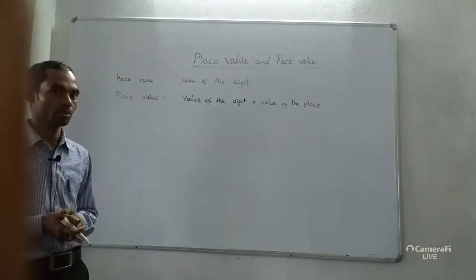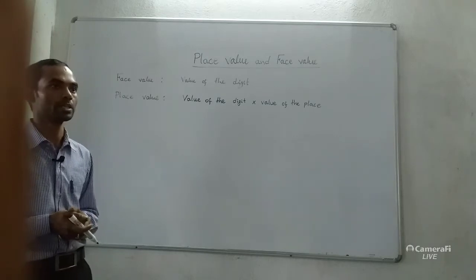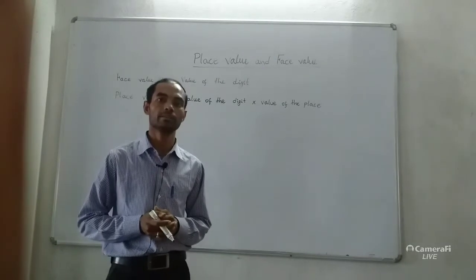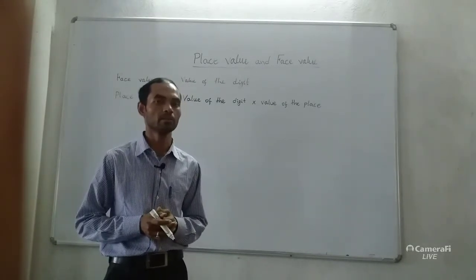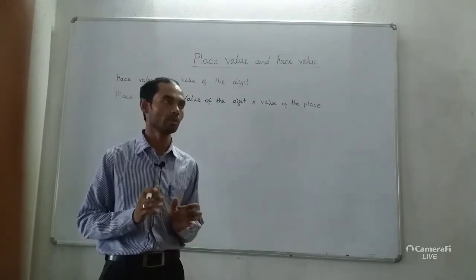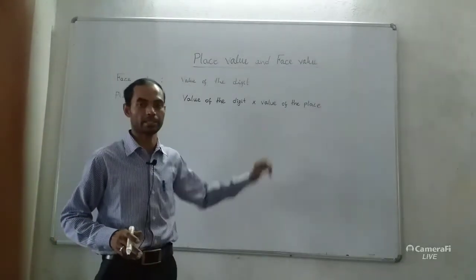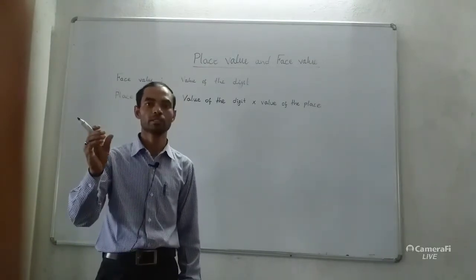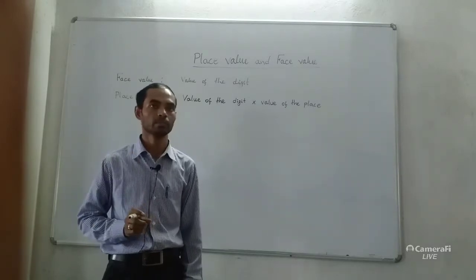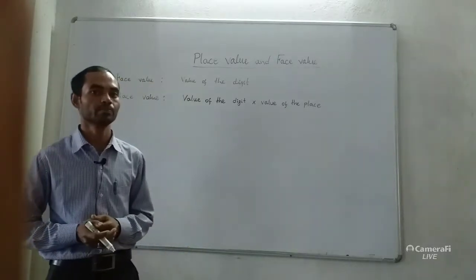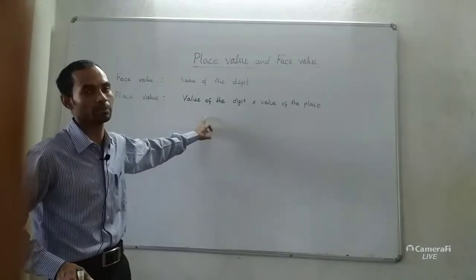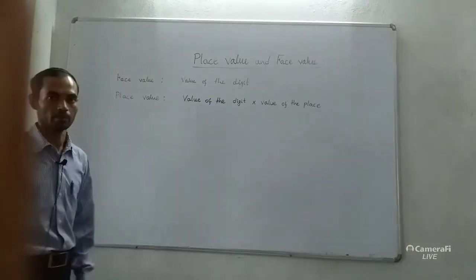Today I am going to discuss first this topic, place value and face value. First we come to know what is a face value and what is a place value. Face value is the value of the digit in a given number, and place value is the value of the digit, that is, the product of the digit with the value of the place where the digit lies. The digit has a particular place in its place value chart. That value of the place and the value of the digit should be multiplied to get place value.